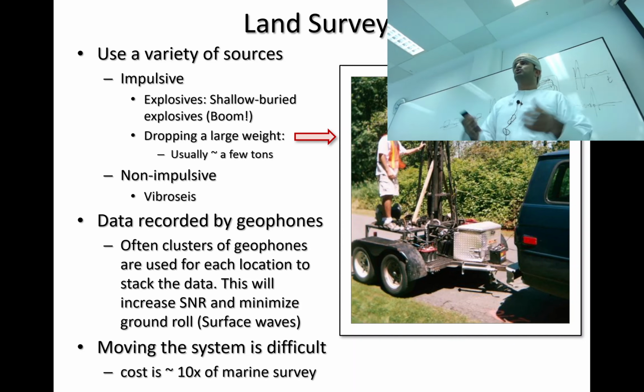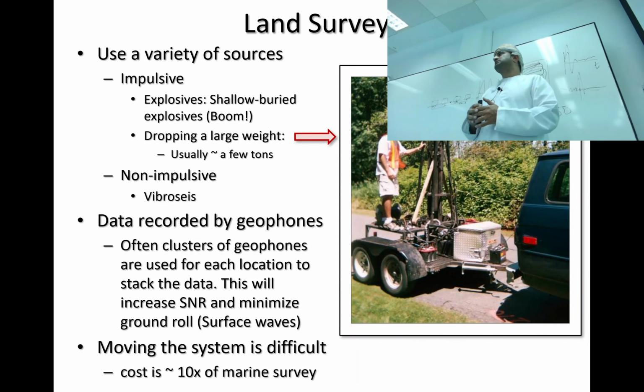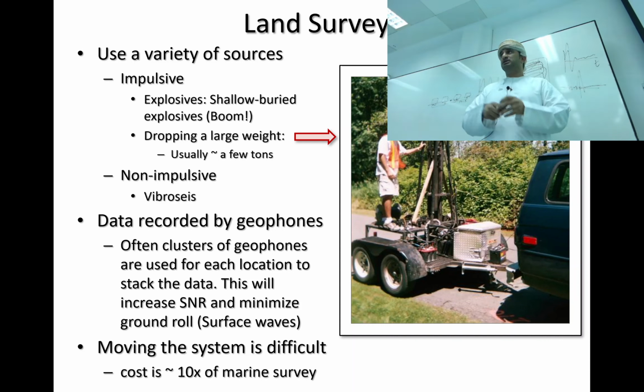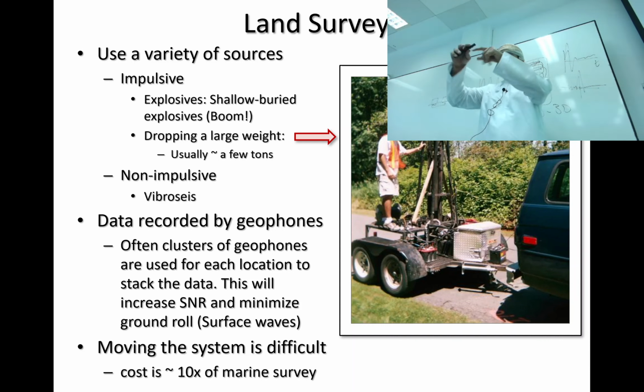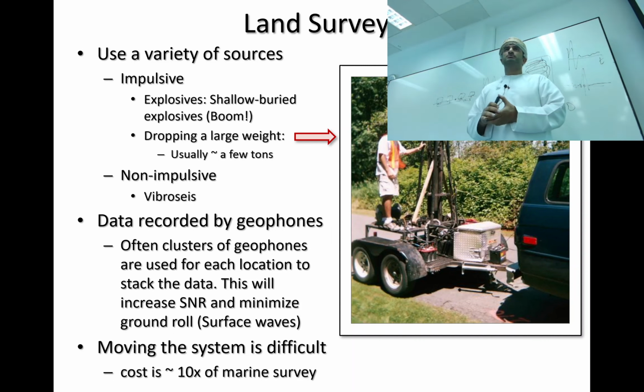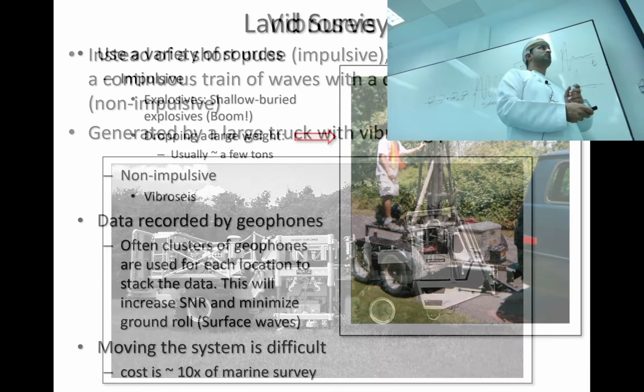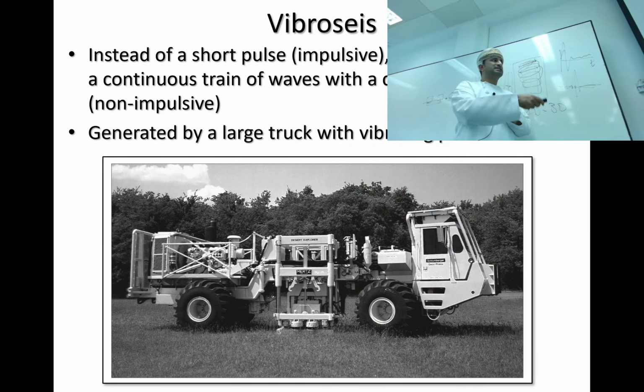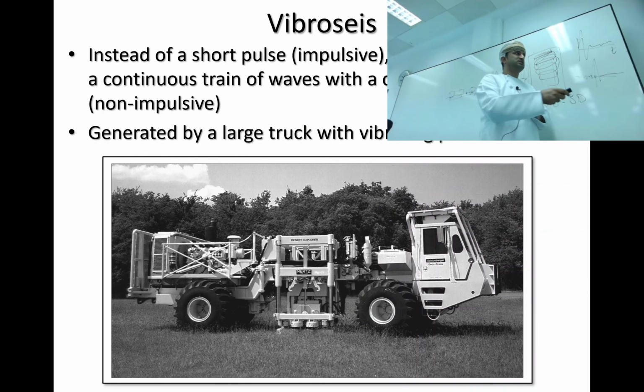So acquisition cost on land is almost 10 times more expensive than marine acquisition, considering the same size. Considering a size of, let's say, 10 kilometers by 10 kilometers in marine in comparison to one inland, the land acquisition is way, way more expensive. That's a vibroseis size. That's what you see is a vibroseis size.